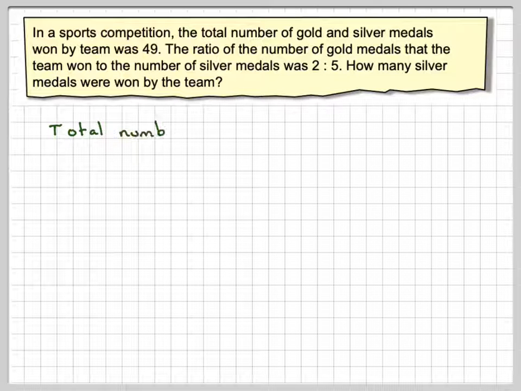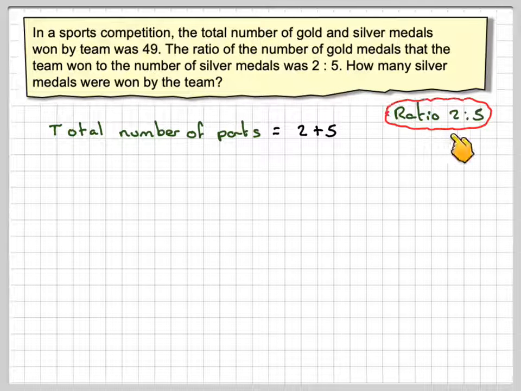Right, so what we've got to do is find the total number of parts. So the total number of parts is going to be 2 plus 5. So that's a ratio, because it's a ratio of 2 to 5. So that's 2 plus 5, which is 7 parts.